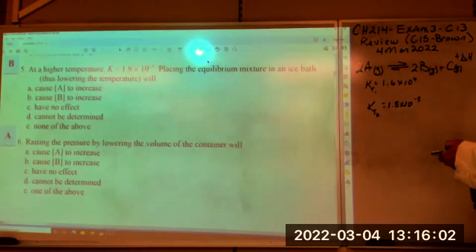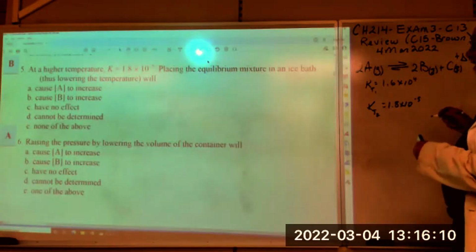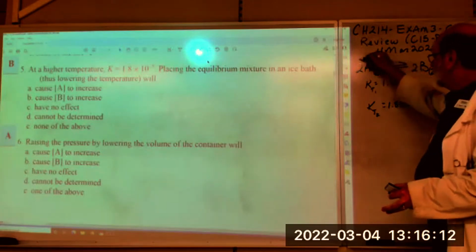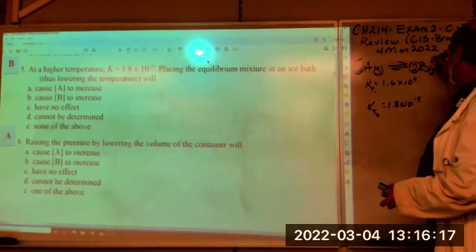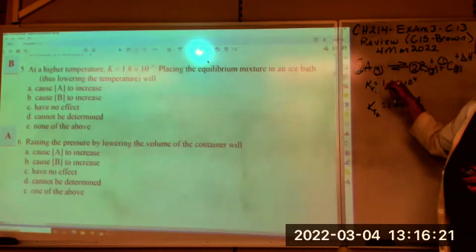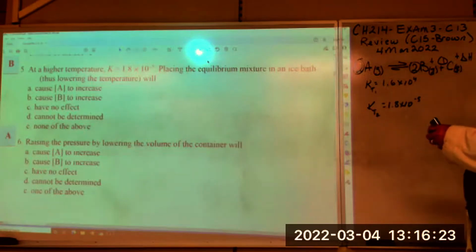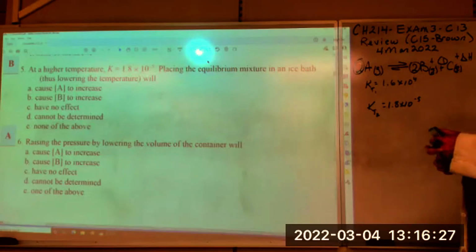How about raising the pressure by lowering the volume? Okay. If we increase the pressure, what effect is it going to have? Gases. So you got 2 here, and you got 2 plus 1 here. So you got 3 more on this side. If we increase the pressure, it should shift to the left and cause A to increase. Okay?